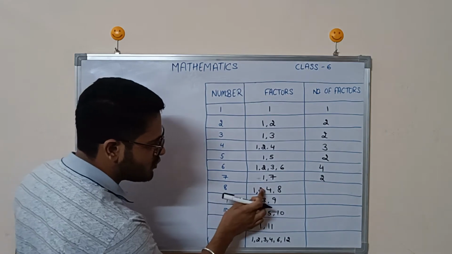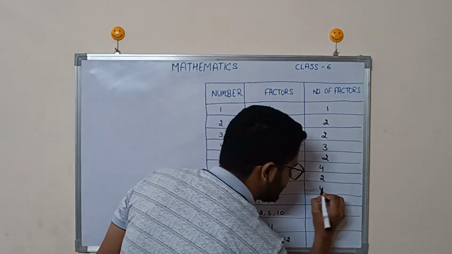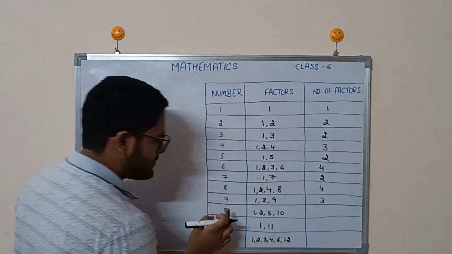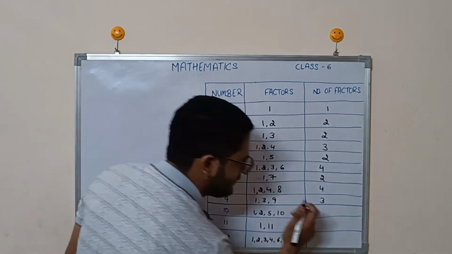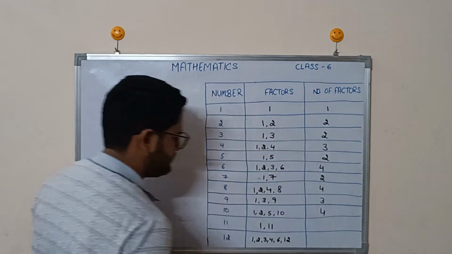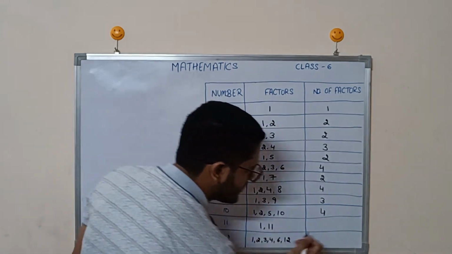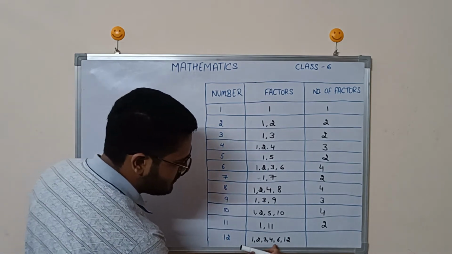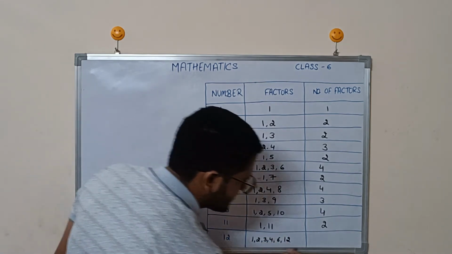For the number 8, we have 4 factors. For 9, we have 3 factors. Similarly for 10, we have 4 factors. For 11, 1 and 11, that means 2 factors. For the number 12, we have 6 factors.